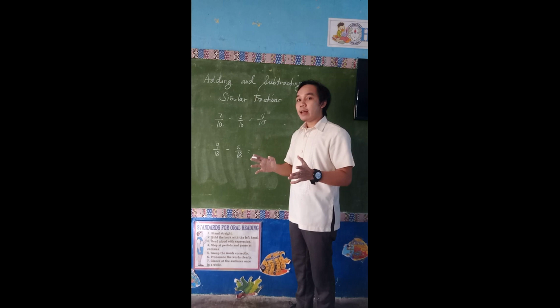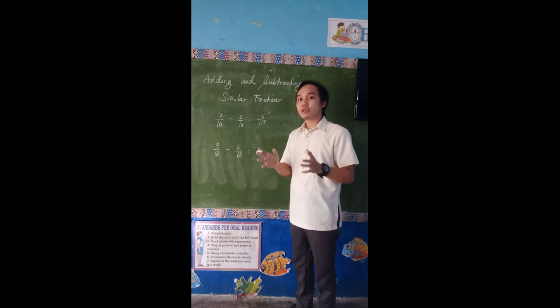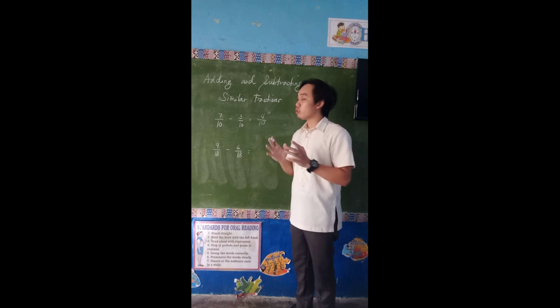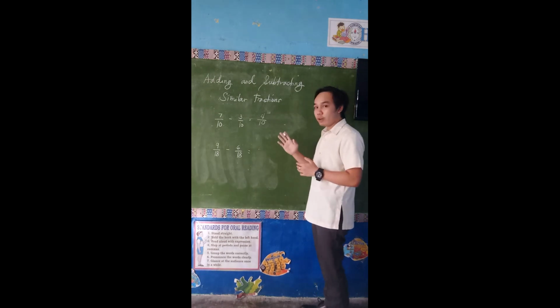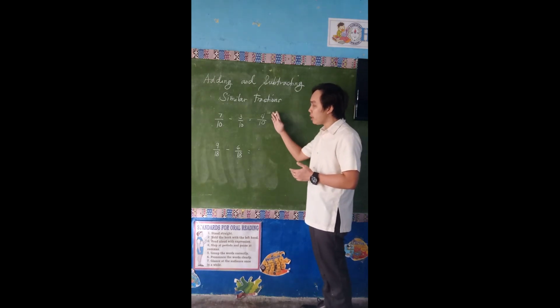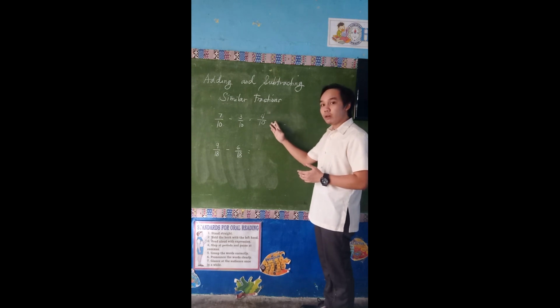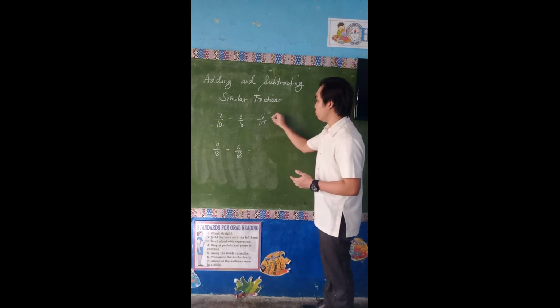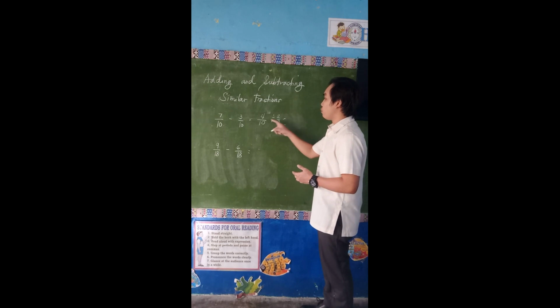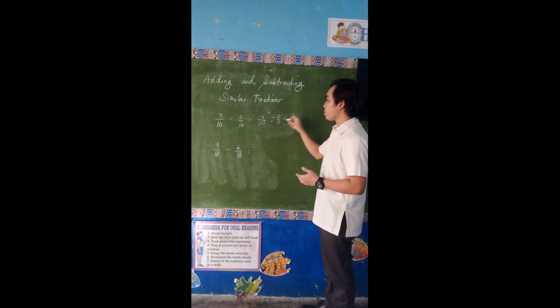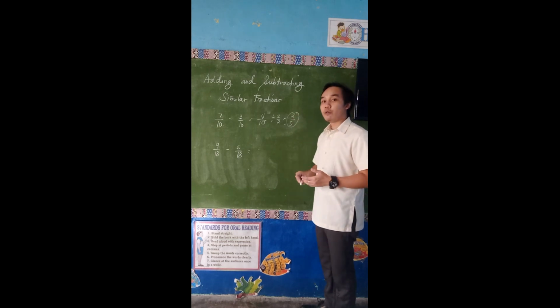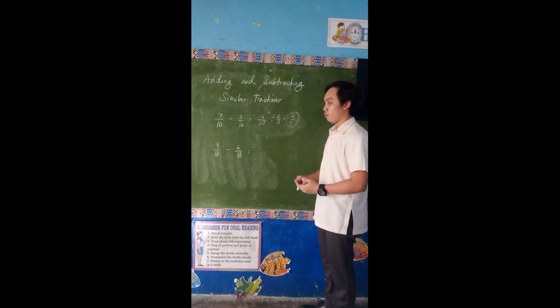Again, our final answer should be in its lowest term. So what we are going to do is to think of a number that can divide our numerator and our denominator equally. For 4 over 10, we have 2. So 4 divided by 2, we have 2. 10 divided by 2, we have 5. So our final answer is 2/5.